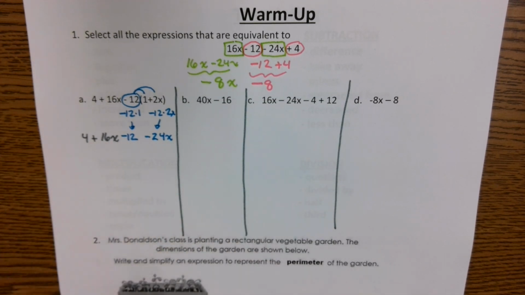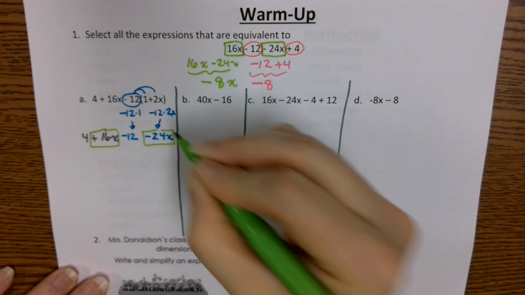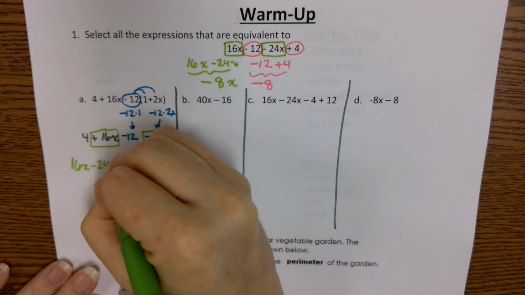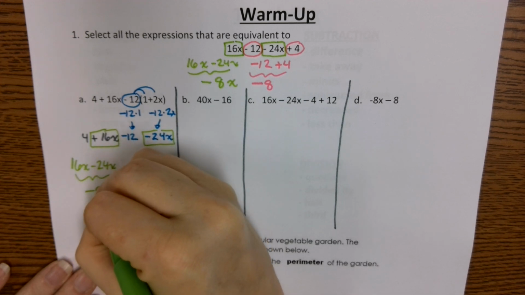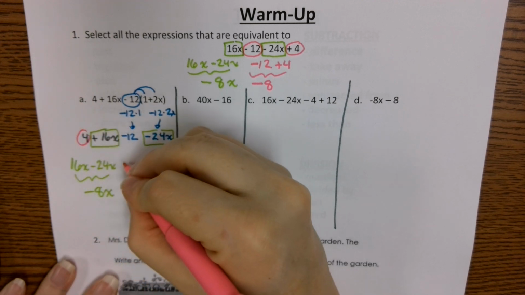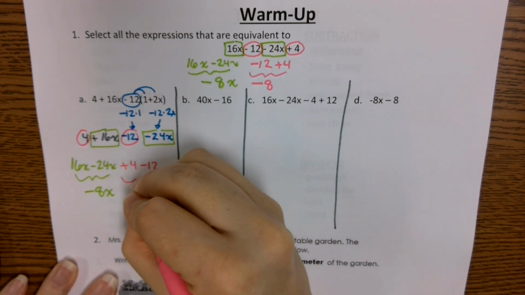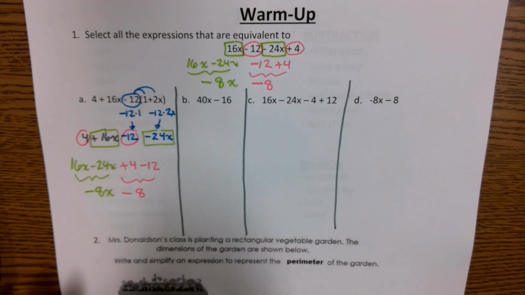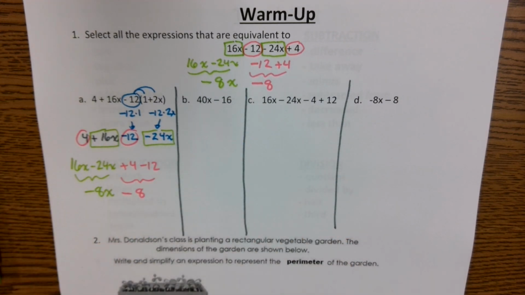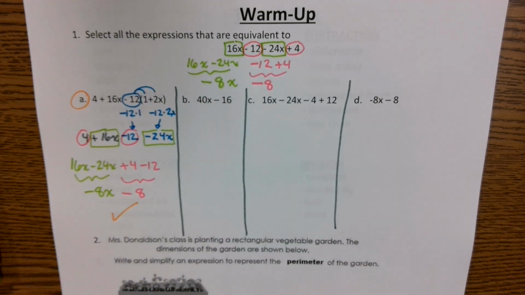We can then go ahead and combine our like terms. We have a positive 16x and a negative 24x that can be combined together. 16x minus 24x comes out to negative 8x. So far so good. Then we have a positive 4 and a negative 12, that's going to come out to negative 8. So that is the exact same expression as what was above. So this works. This is going to be one of our answer choices that would work.